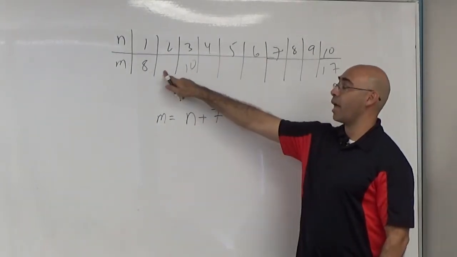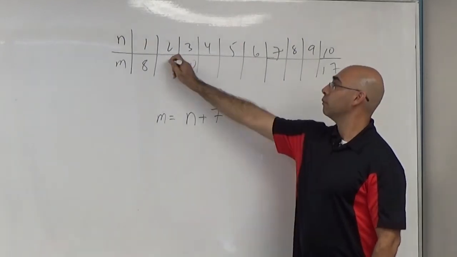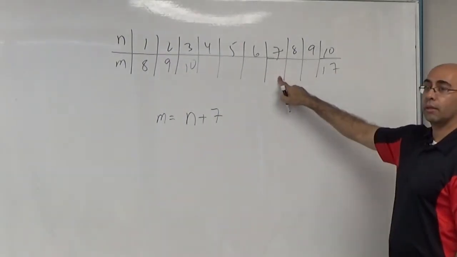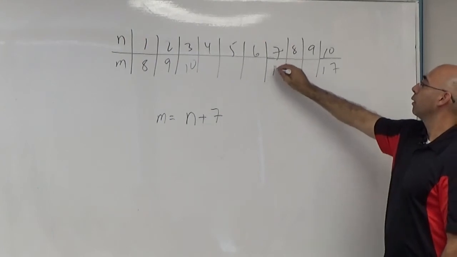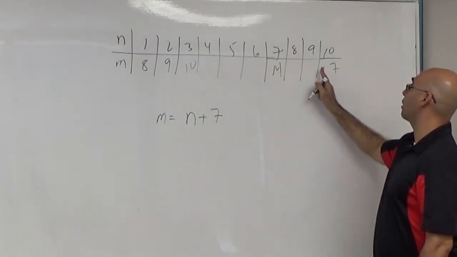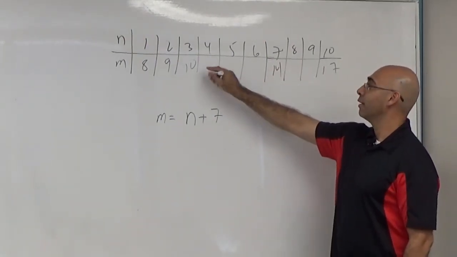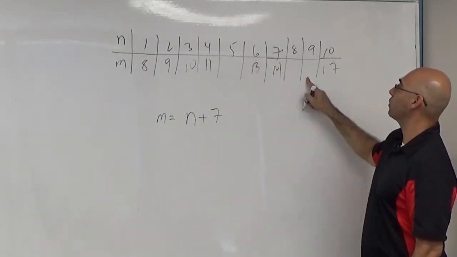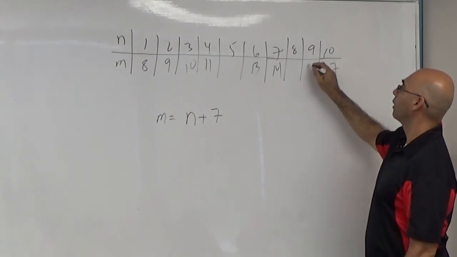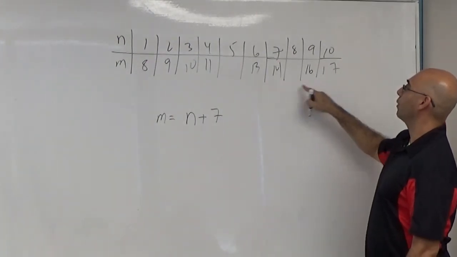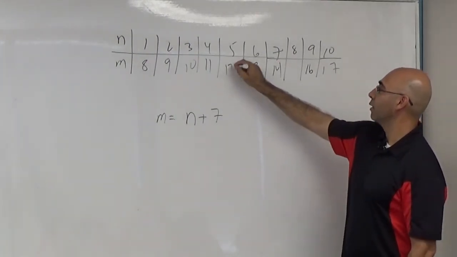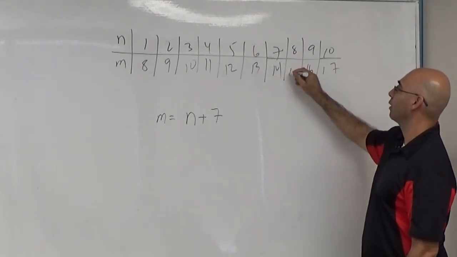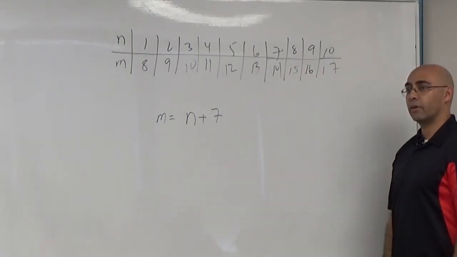So what is this M going to be? What is this one going to be? 14. What is this one going to be? 11. What is this one going to be? 13. What is this one going to be? 16. What is this one going to be? 12. 14. All right, there we go.